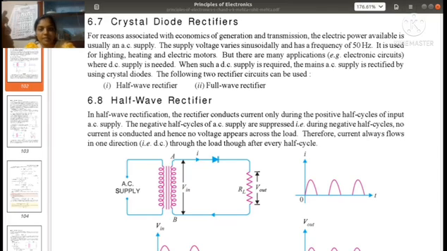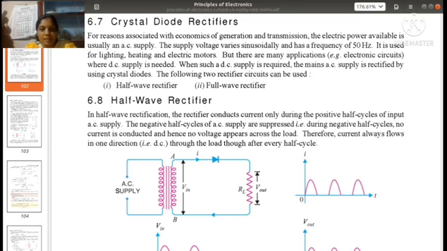So what are rectifiers? Rectifiers are devices which convert AC current or alternating current to direct current. So usually the power supply available is in the form of AC supply. So this can be used for lighting, heating, and the working of electric motors, etc.